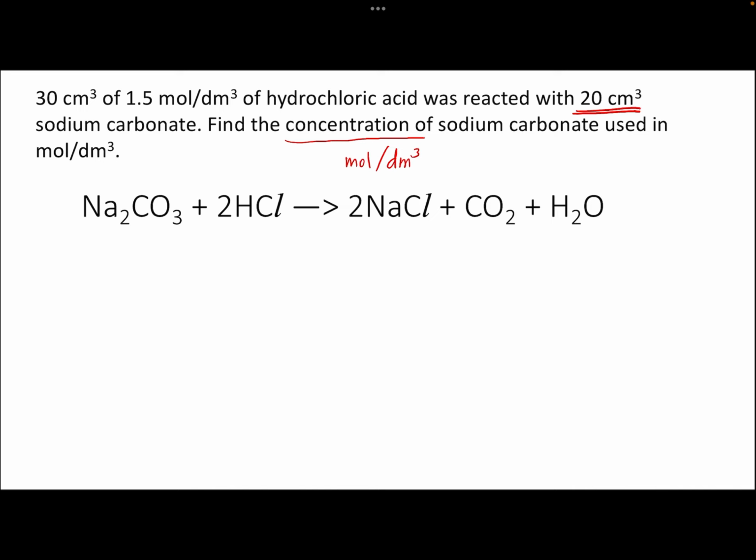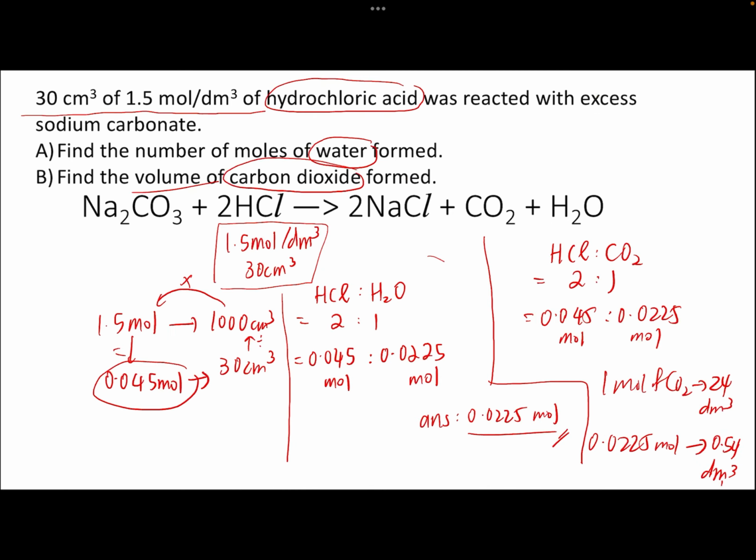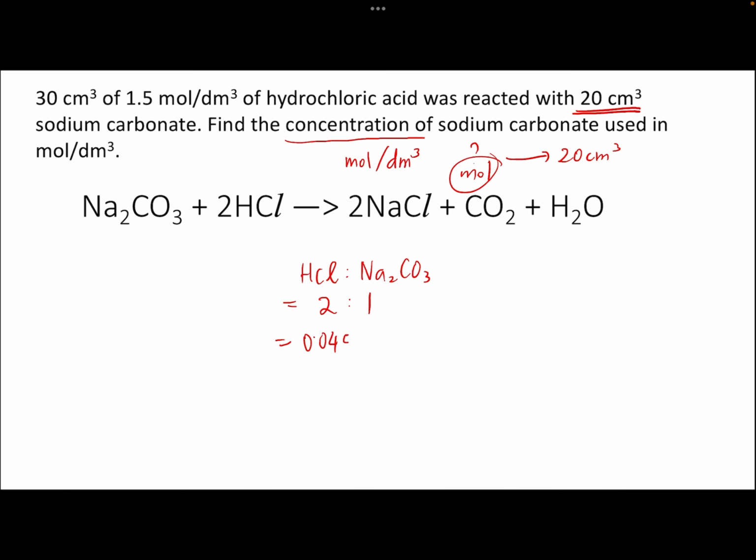Right, so I know that before I calculate the mole per dm cube, I need to find how many moles was dissolved in 20 cm cube first. So again, always come back to mole. So HCl to Na2CO3 ratio is 2:1. So previously this was 0.045 moles.